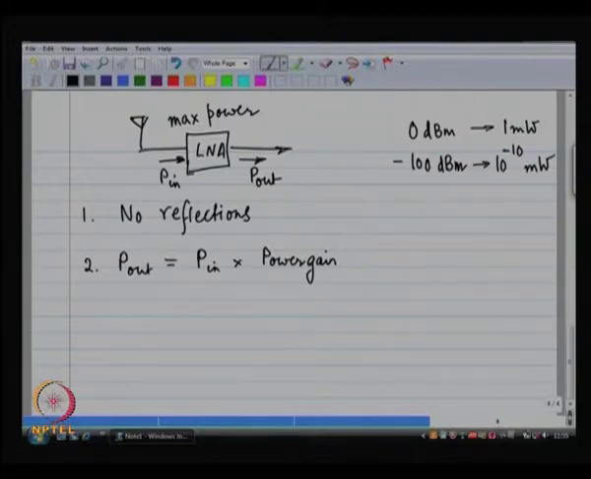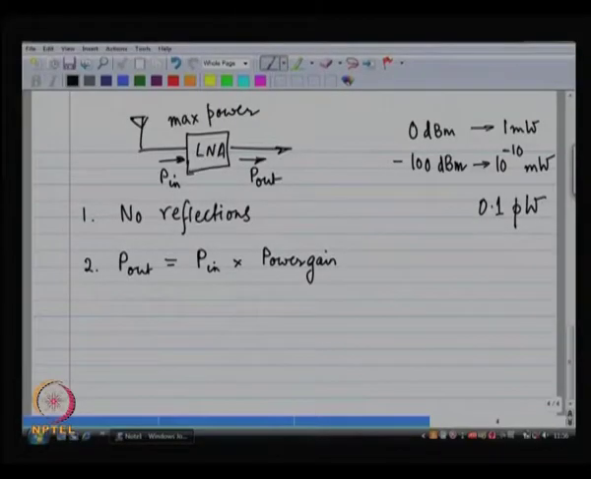And how much is that? That is 0.1 picowatts. All right. So, that is a very low amount of power that your LNA has to be sensitive to. Your low noise amplifier has to be sensitive to that extremely low amount of power hitting the antenna. Now, what that means is, if I do not do maximum power transfer, then it is even worse for the LNA. So, I want to transfer as much power as possible from the antenna to the LNA and then moving forward to the mixer, etc.